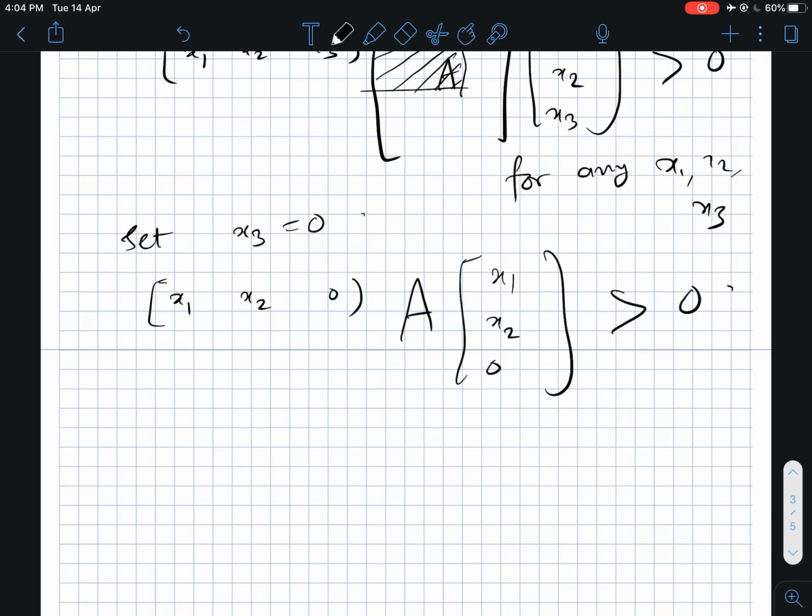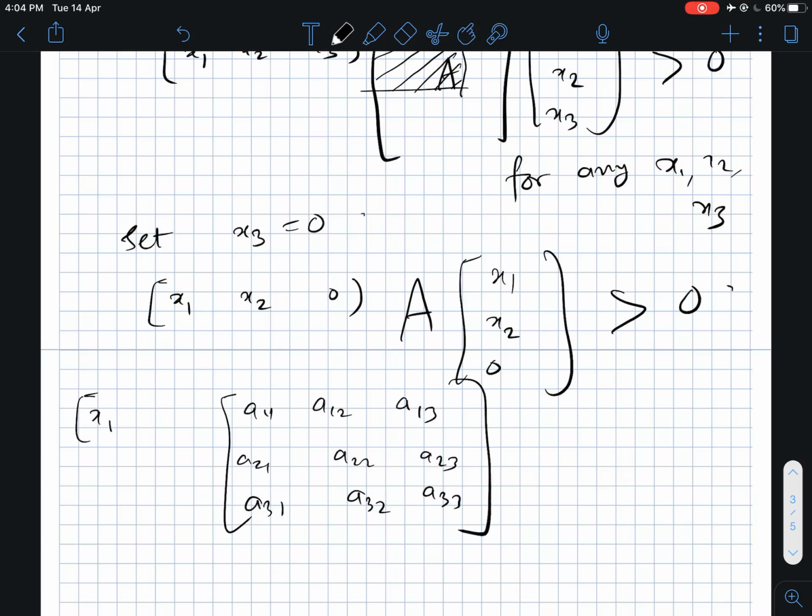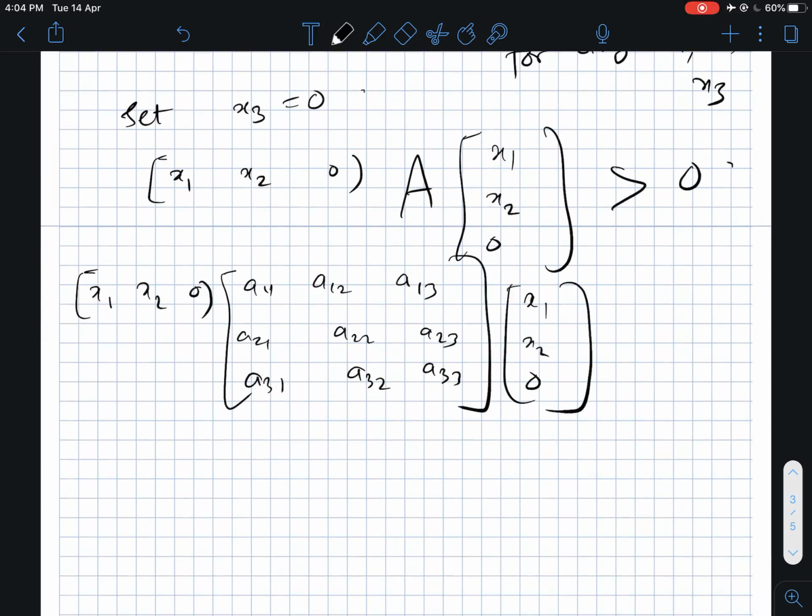Correct. So what is this? What is this going to be? Now, if you expand this whole thing, so if you have this matrix A written the usual way as A11, A12, A13, A21, A22, A23, A31, A32, A33, and if you multiply it with x1, x2, 0 on the left side and x1, x2, 0 in the column on the right side, just do the algebra.